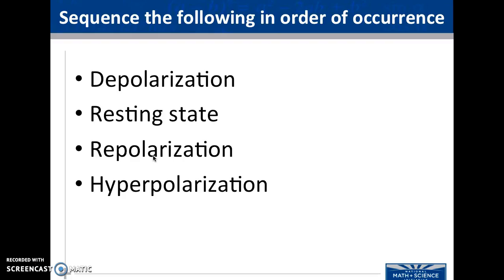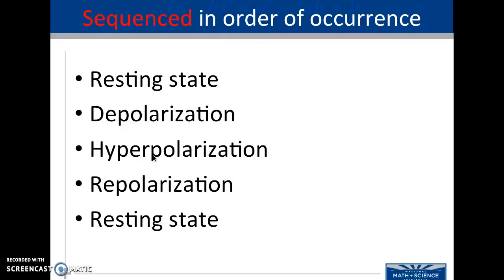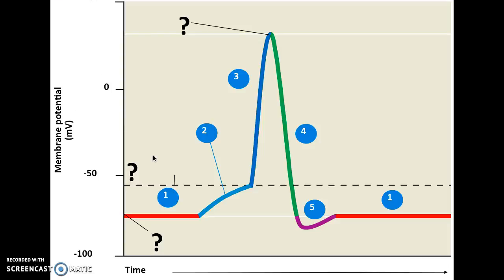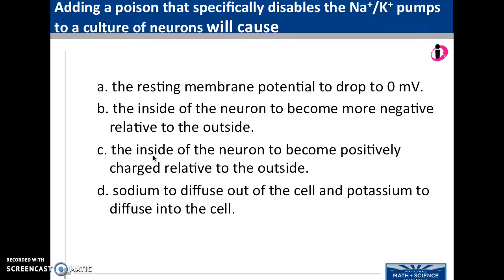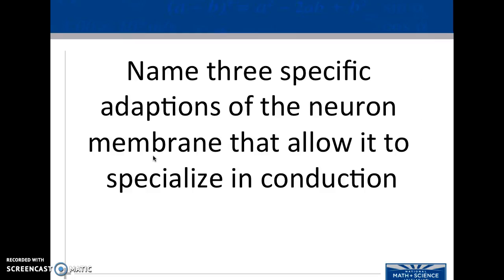Try to sequence these, see where you're at. This is them sequenced, so I would pause if you want to check your work. Also, make sure you are able to label each of these parts and explain what is happening with the ions at each of these parts. Check your knowledge here. Check your knowledge here too. We can go over these answers if you'd like to. And check your knowledge here.